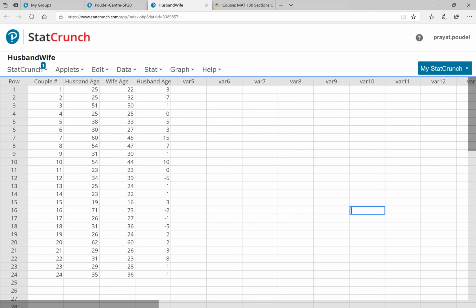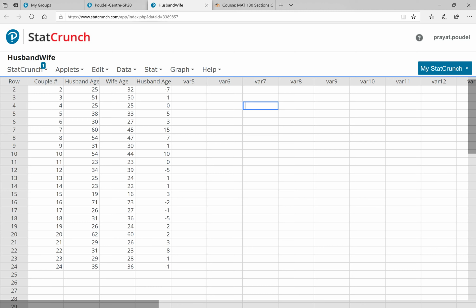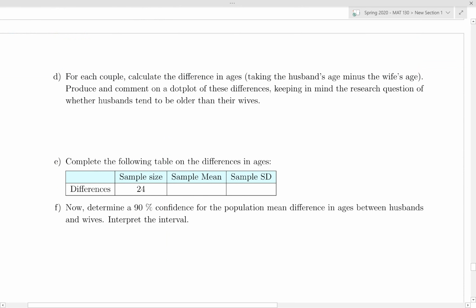So let's just do a sanity check here. In this data, the husband was 23, wife was 22. All right, that's the husband's age minus wife age. So now what the question wants us to do is produce a dot plot of these differences and comment on the dot plot in question here.